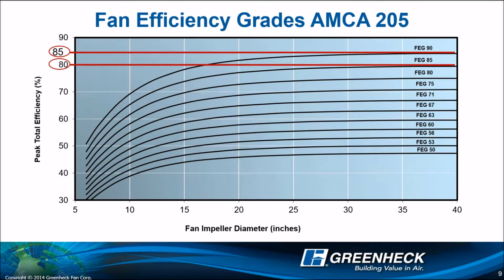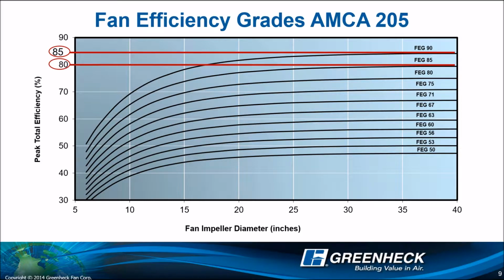This is how an FEG or fan efficiency grade is determined. It isn't calculated to a specific number, it falls within a group. With peak total efficiency on the y-axis and fan impeller diameter on the x-axis, a fan can be given a fan efficiency grade without moving any air. Seems kind of worthless, doesn't it?